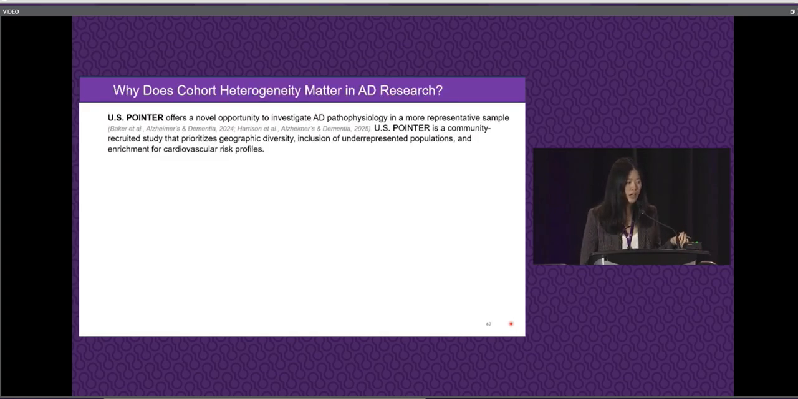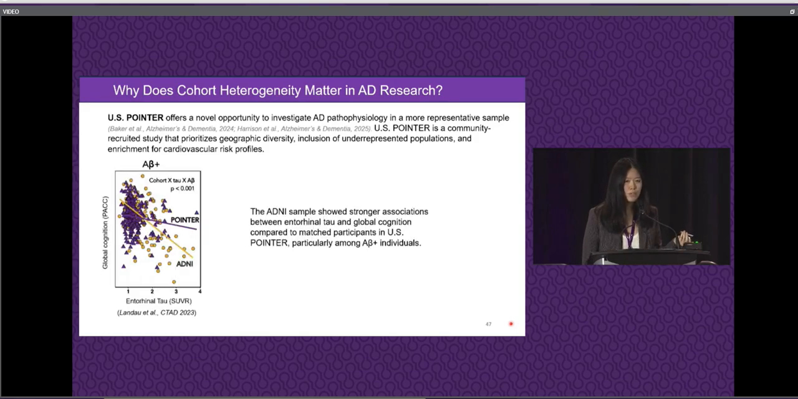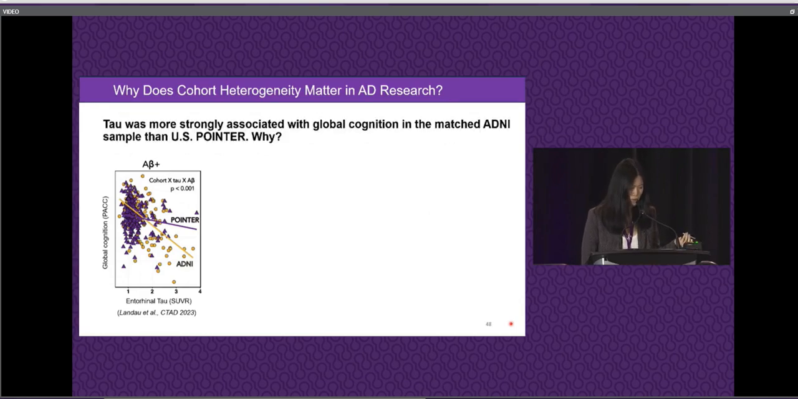So in the current study, I focus on the POINTER dataset because this dataset is a more representative sample and is a community-recruited study that emphasizes geographic diversity, inclusion of underrepresented populations, and enrichment for cardiovascular risk profiles. One interesting finding in our lab showed that compared to the matched POINTER dataset, the more homogeneous ADNI sample shows stronger associations between inferior temporal tau and global cognition, especially among the amyloid positive individuals. So we would like to know why we have this kind of interesting finding.